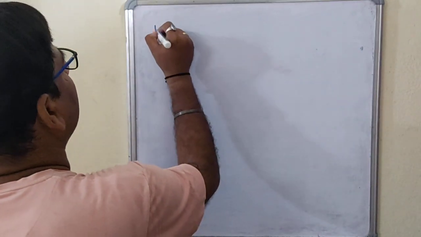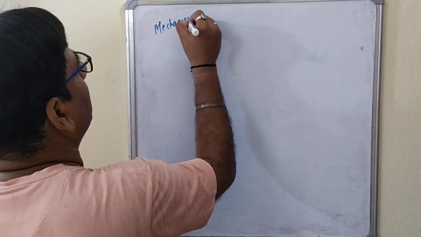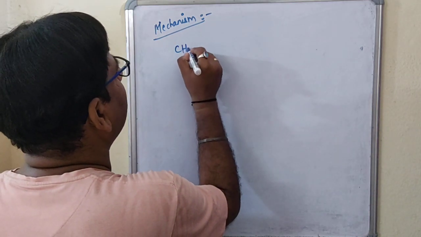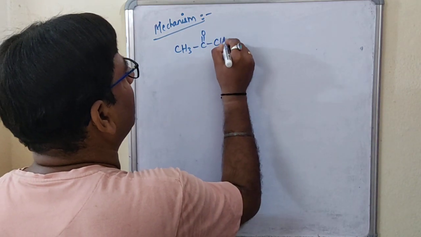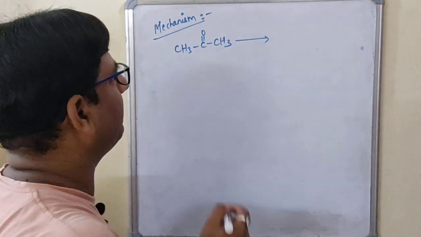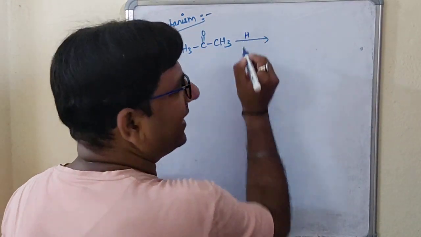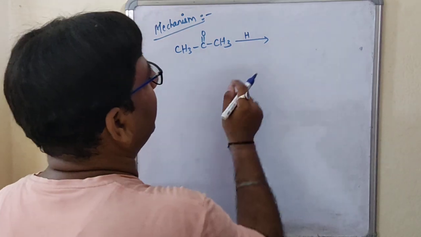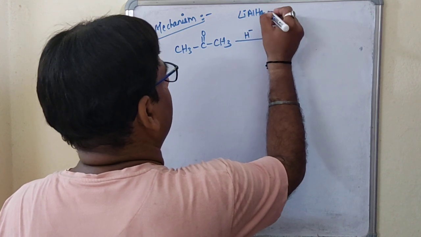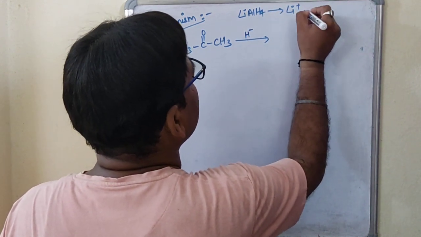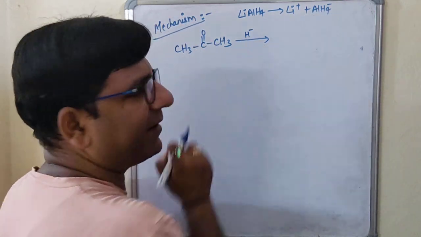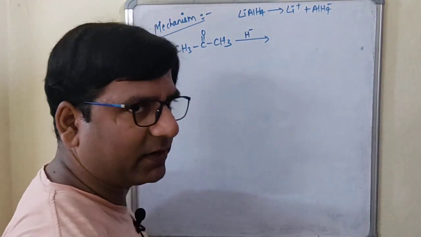So now we will see the mechanism. In that mechanism, I am explaining it with acetone, for example. In the first step of the reaction, we will take the reaction with LiAlH4, and I told you that there will be H minus. LiAlH4 means there will be Li plus and AlH4 minus. From here we are getting this hydride ion, and we have Li plus as well.